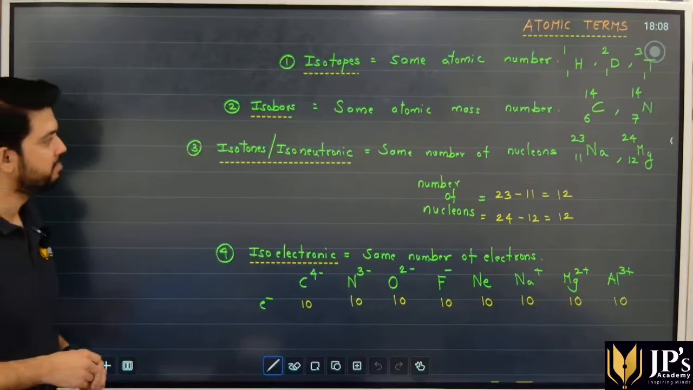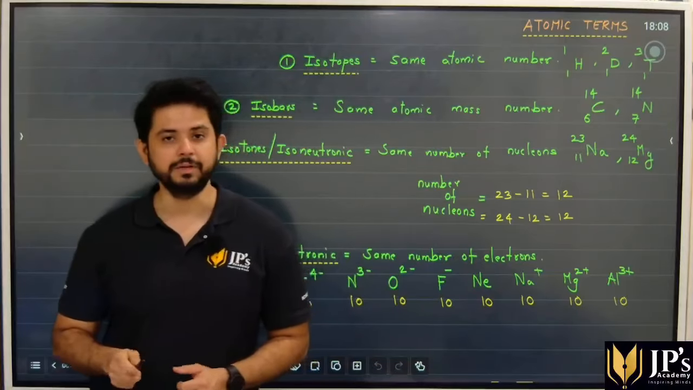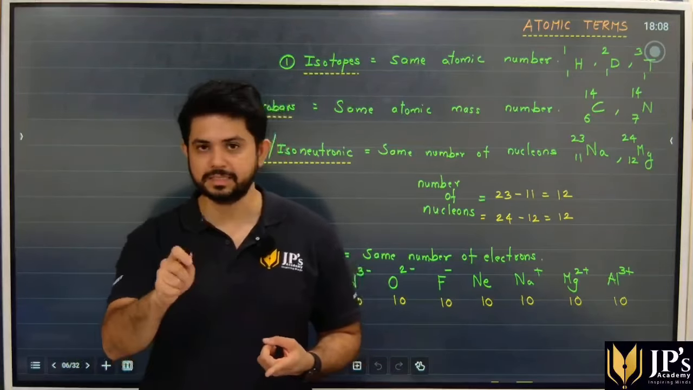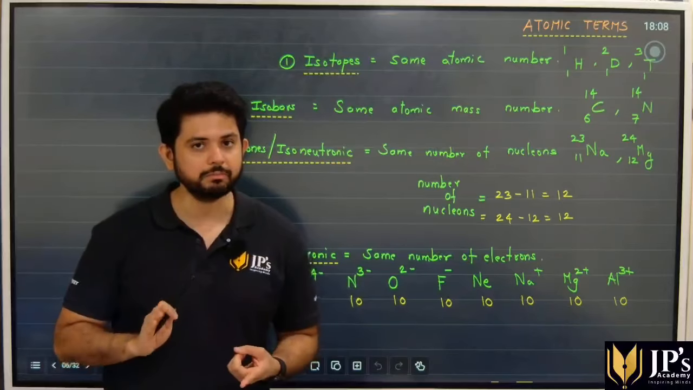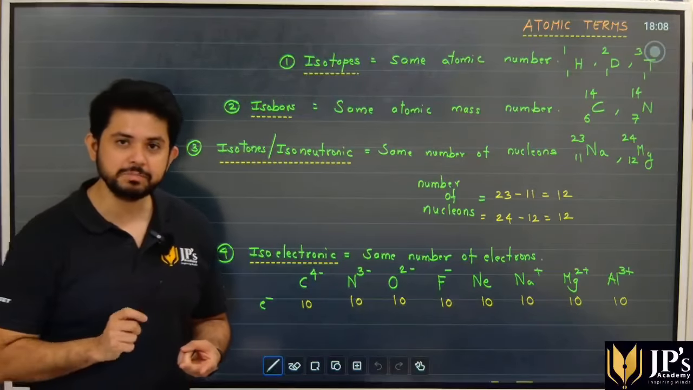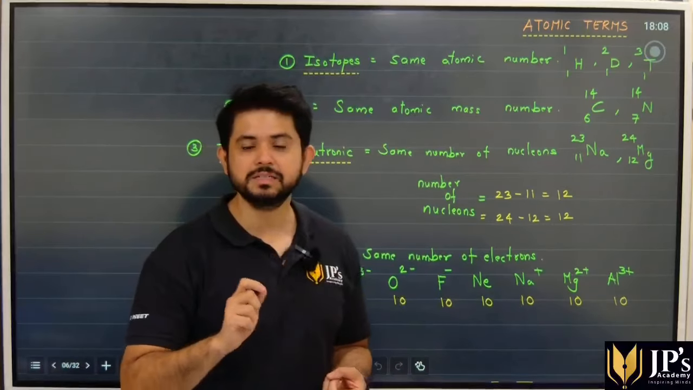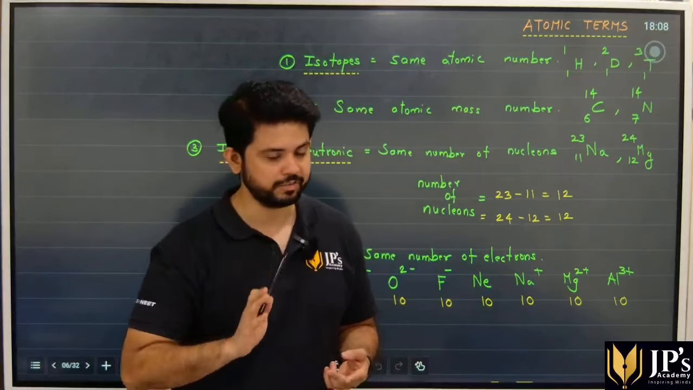Moving ahead, next we have students different atomic terms. For example, atomic number, it is the number of protons. In a neutral atom, it is also equal to the number of electrons. Second, we have atomic mass number. Atomic mass number is the number of nucleons, which is the number of protons plus the number of electrons.